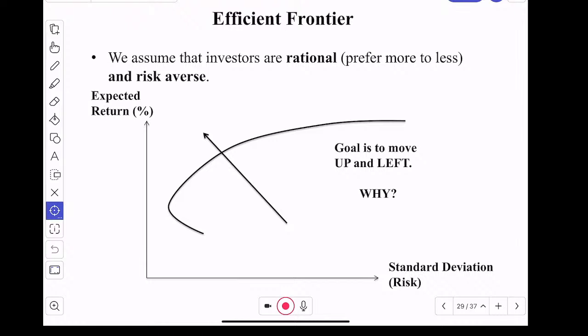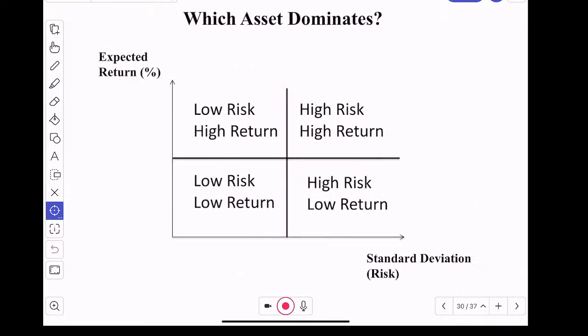So we assume that investors are rational, they prefer more to less, and that they are risk averse. So their goal is to move left to reduce risk and up to increase return. So we introduce the concept of domination, or which asset dominates the other.